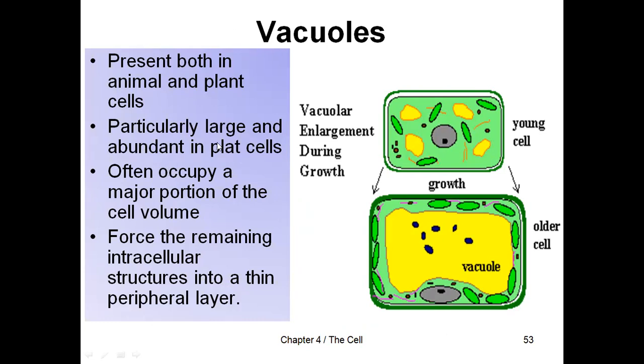Abundant means very many, large means big. It often occupies a major portion of the cell volume. It forces the remaining intracellular structures into a thin peripheral layer.